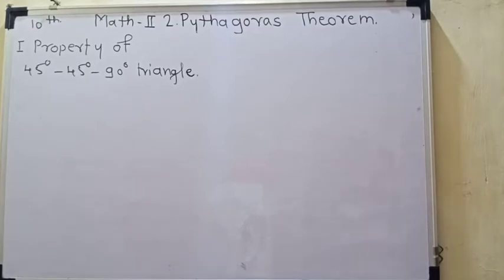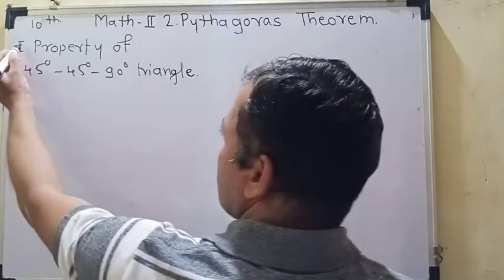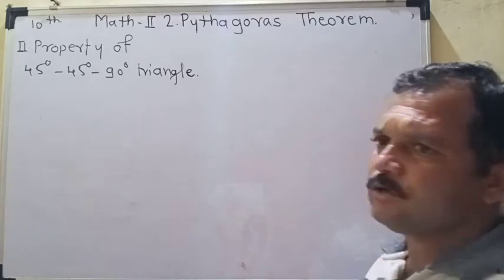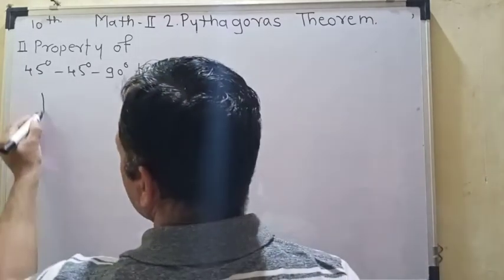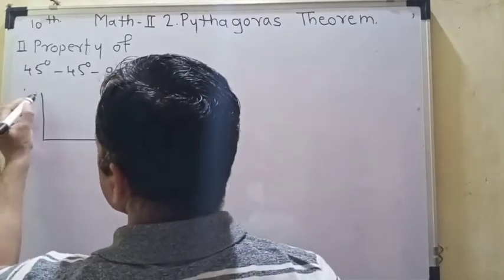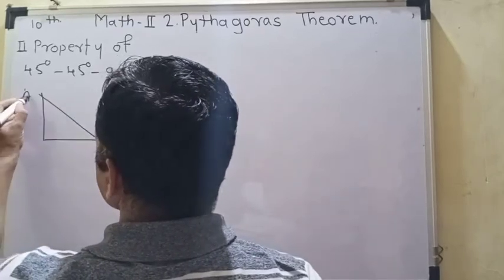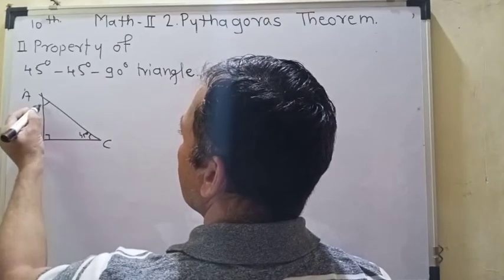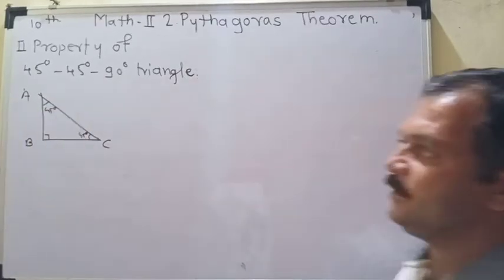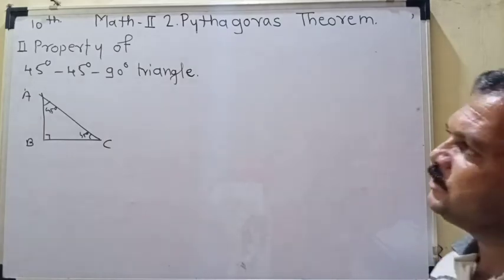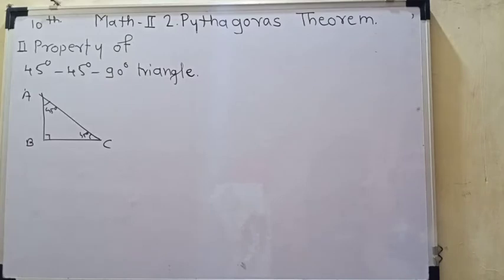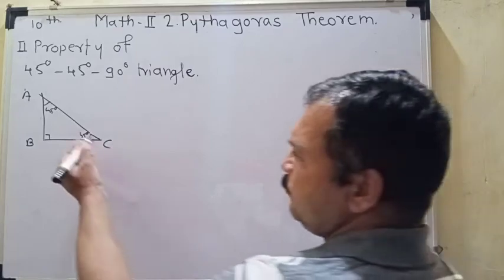Now let us see the second property, the property of the 45 degree, 45 degree, 90 degree triangle. Now let us first draw this triangle. Suppose this is a triangle ABC, which is a 45, 45, 90 degree triangle. Now what is the theorem? The opposite side of a 45 degree angle is 1 upon root 2 times the hypotenuse.